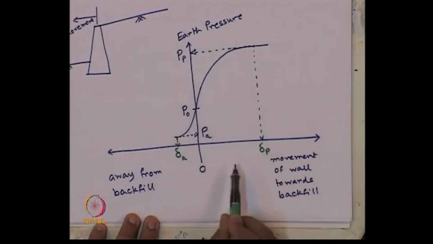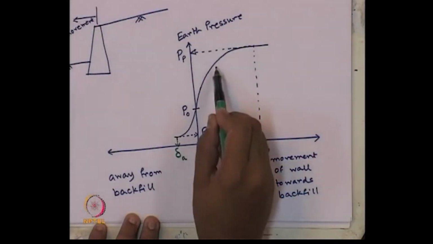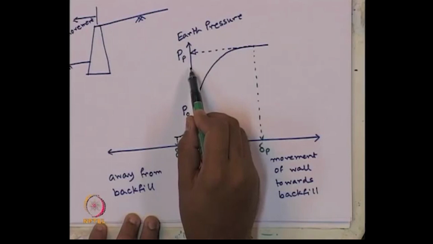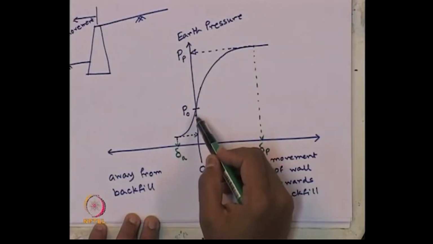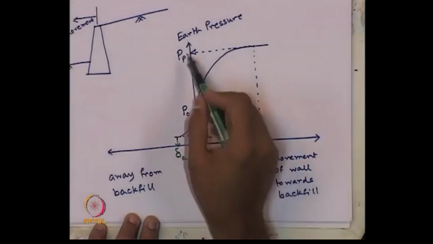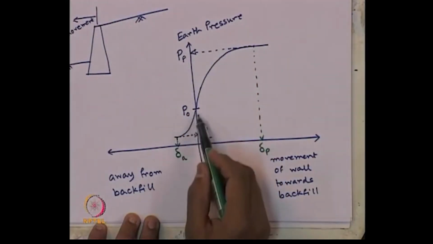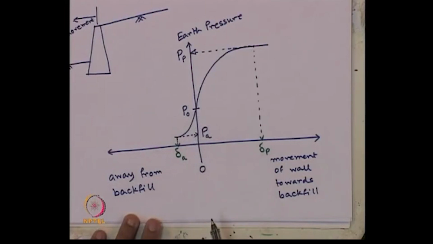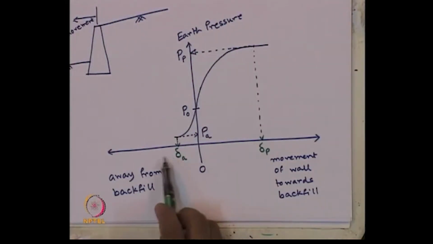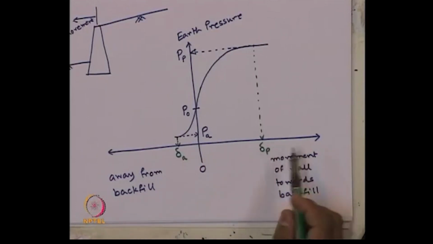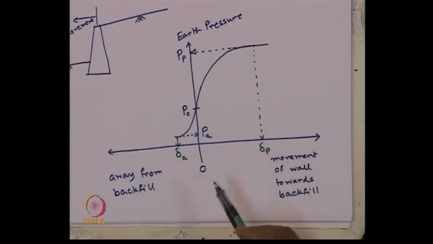Also, if the wall on this side moves up to this, the developed pressure will be something in between earth pressure at rest and full passive earth pressure. So, these are called the partial passive earth pressure zone and partial active earth pressure zone. That is why movement of the wall is necessary, and beyond these values, of course, it will lead to a failure condition after a certain displacement.